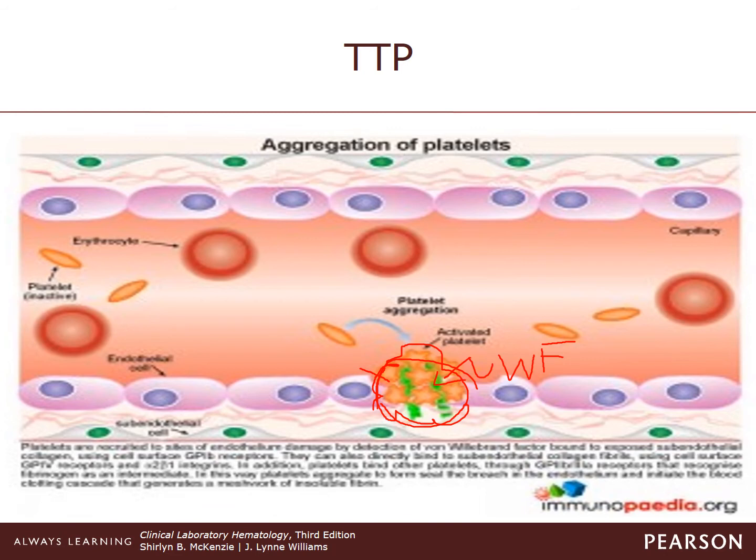But in TTP, the plasma-derived proteolytic enzyme normally used to break down this clot, ADAMTS13, is either deficient or there is some kind of mutation to this enzyme, leading to this large mass in the microcirculation. So if platelets or red cells go through, they start to fragment and cause schistocytes.